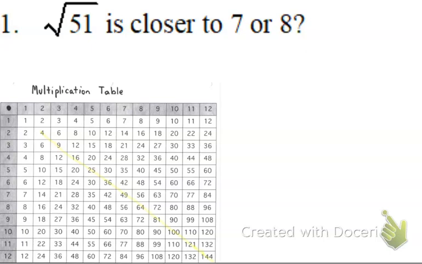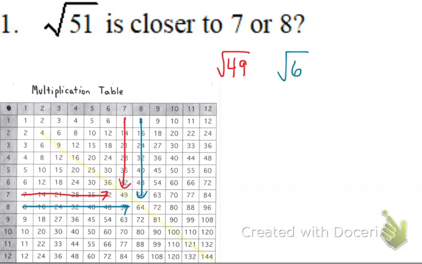So if you look at 7 squared, 7 times 7, you see 49. So this means the square root of 49 is 7. And then if you look at 8 times 8, that's 64. And so the square root of 64 is 8.